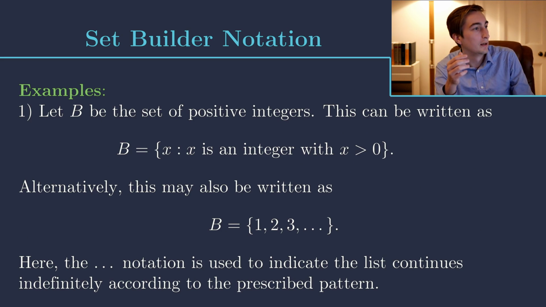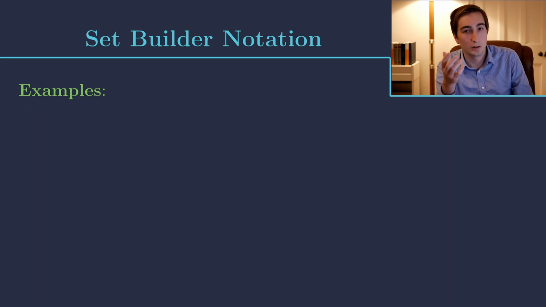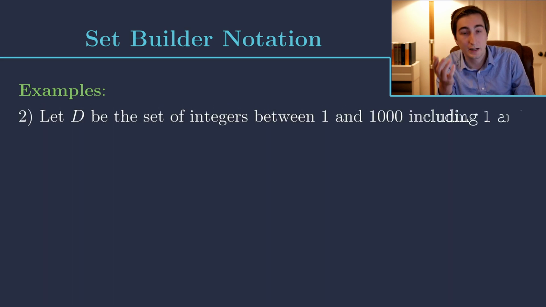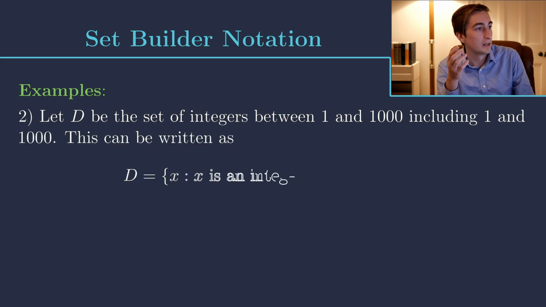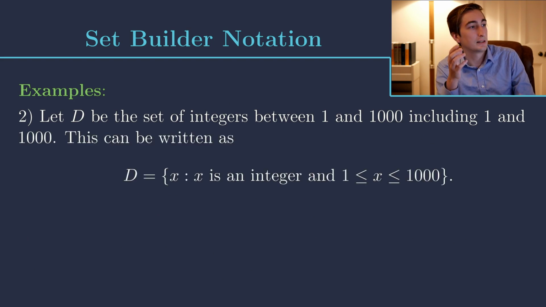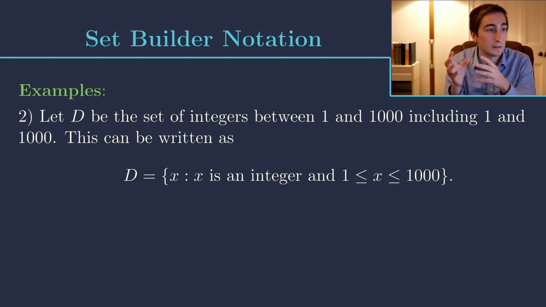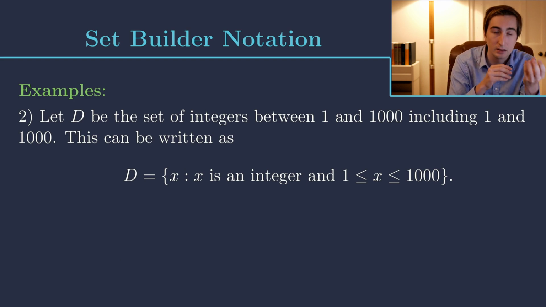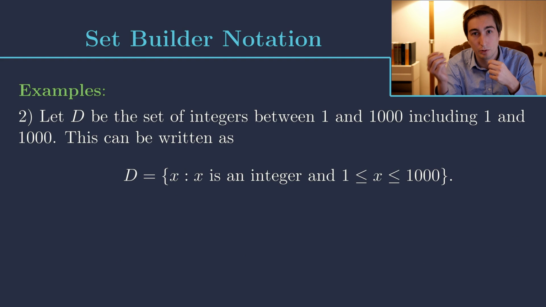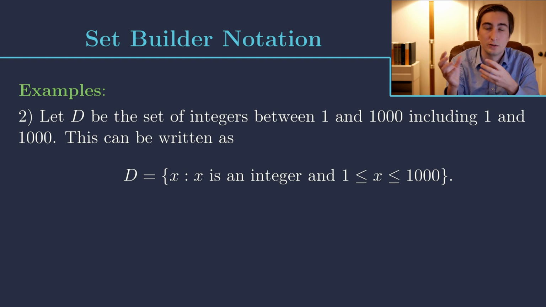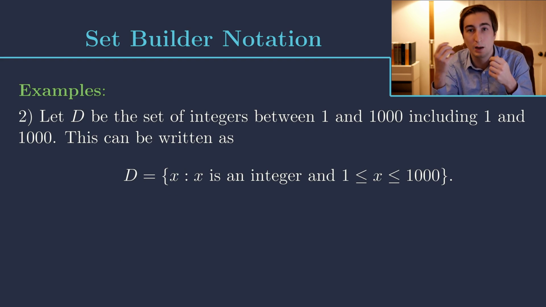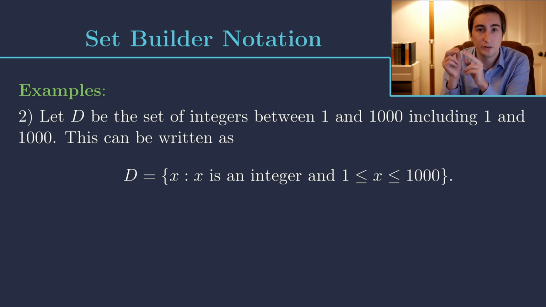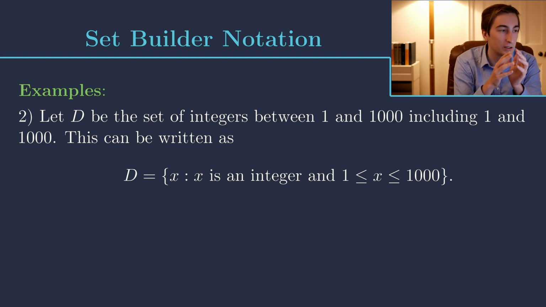And continuing the pattern, we'll look at another set that can also be written in the same 2 ways, but this is now going to be a finite set. It is the set of integers between 1 and 1000, including 1 and 1000. And we can write that again in set builder notation: the set of elements x such that, so we write our colon, x is an integer, and x is between 1 and 1000. So again, we're thinking of this thing on the right as our predicate that is defining the property of x in order for it to be an element of that set.